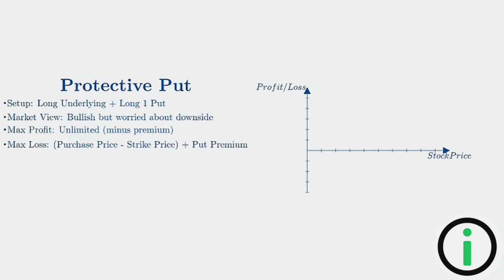Look at the payoff chart. No matter how far the market falls, your losses stop at the put's strike price. To the upside, you still participate in the rally, though your total profit is reduced by the premium or cost you paid for the insurance. It turns a potentially unlimited risk into a strictly defined one.